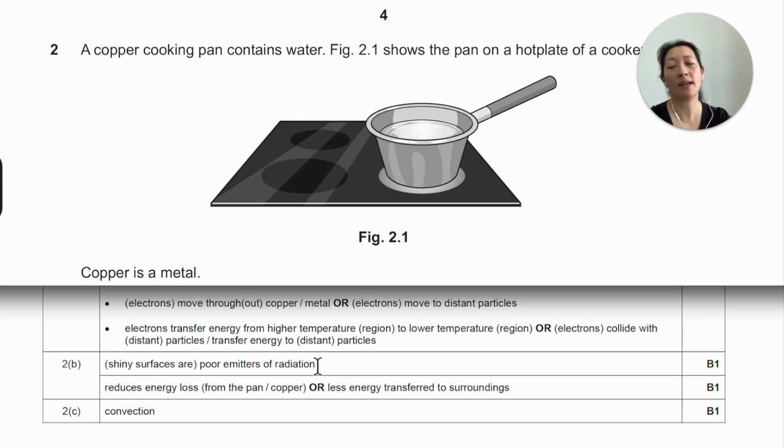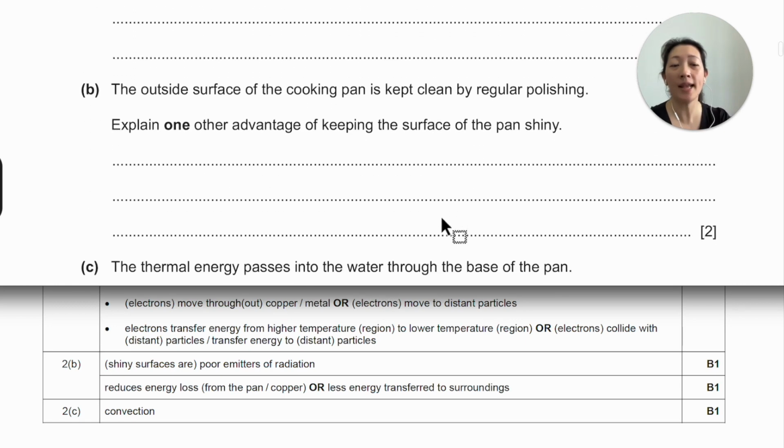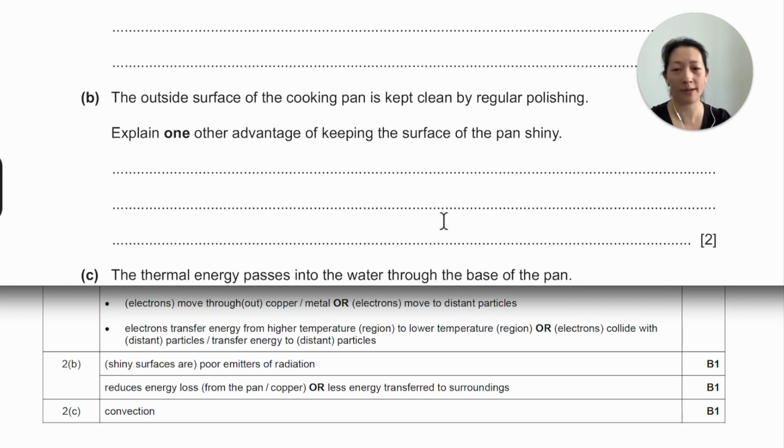And then another mark is awarded for further explanation, which is that it reduces the energy loss or that there's less energy transferred to surrounding. So you can see in the mark scheme, there are 2 options because both are somewhat similar. So only 1 mark will be awarded for the explanation. And that's how you can get the full 2 marks.